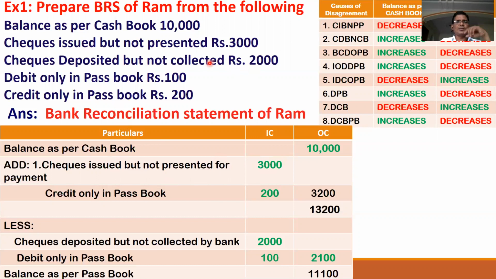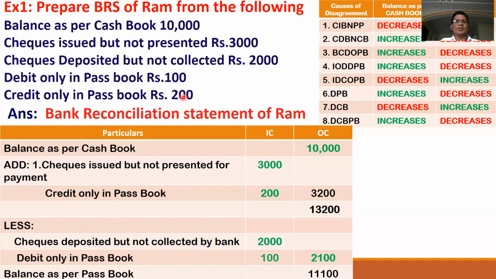Checks deposited means cash book debit, cash book increases, so given cash book, less. Checks deposited but not collected, 2,000 less. Debit only in passbook, you know very well. Debit only in passbook means passbook decreases, cash book increases. Given is cash book, so increases, less.